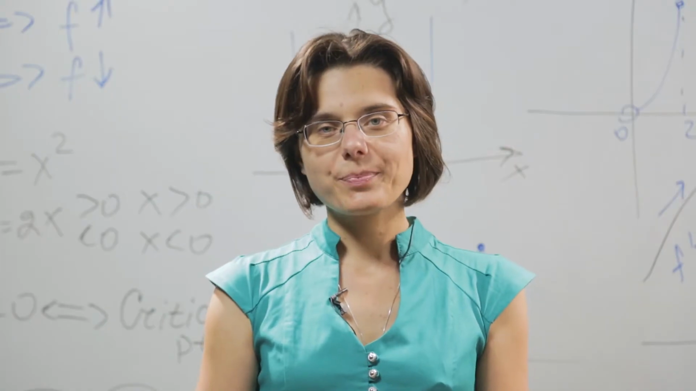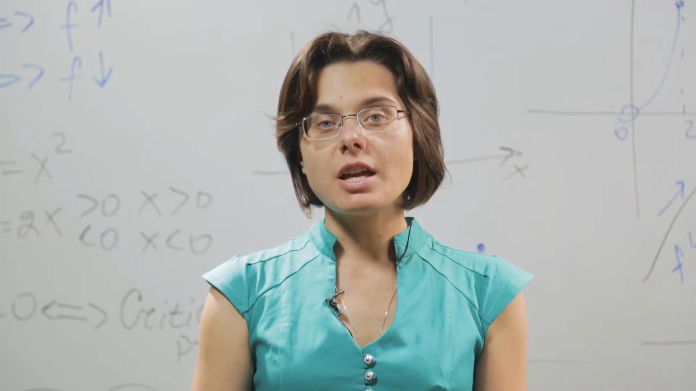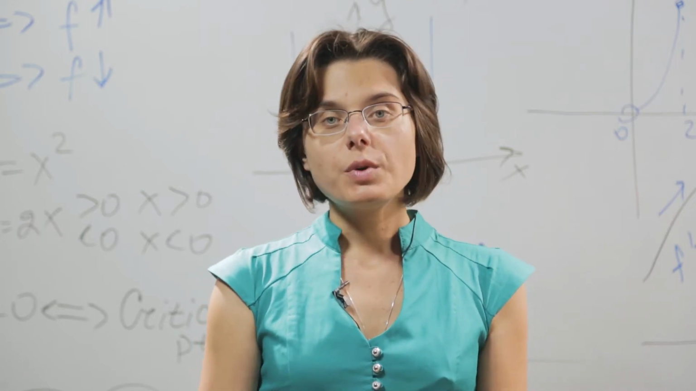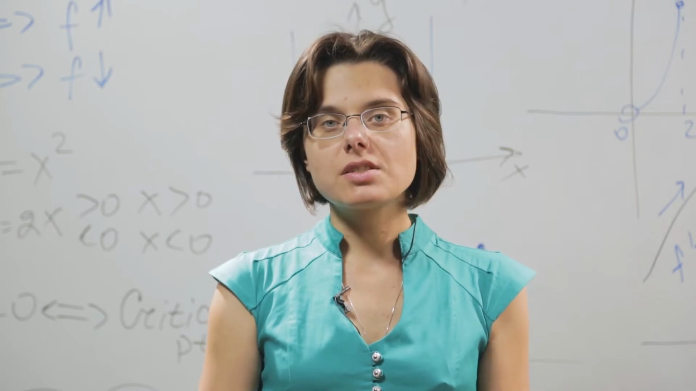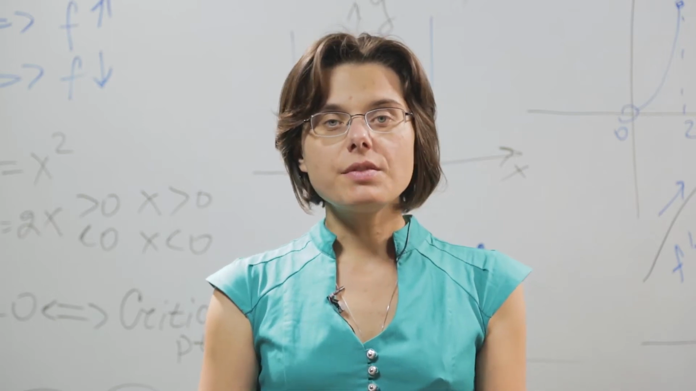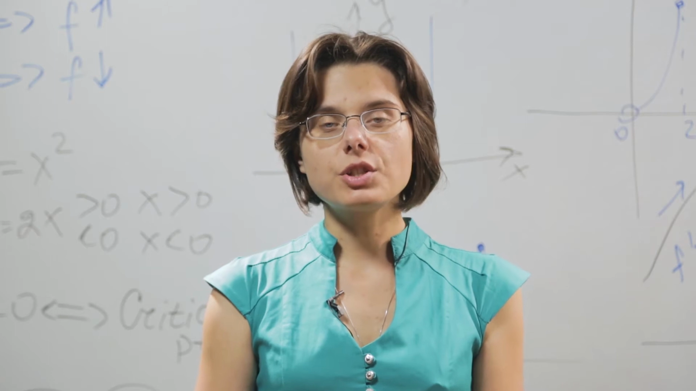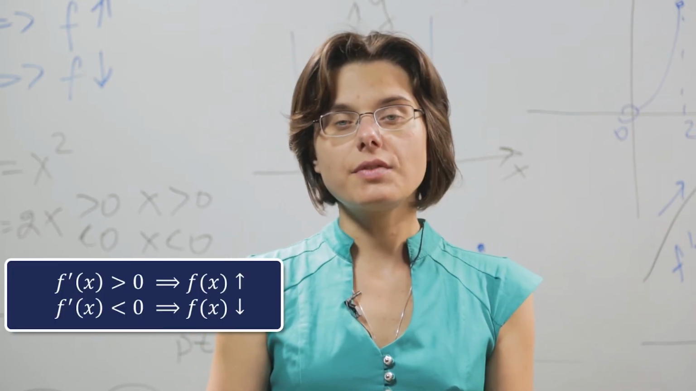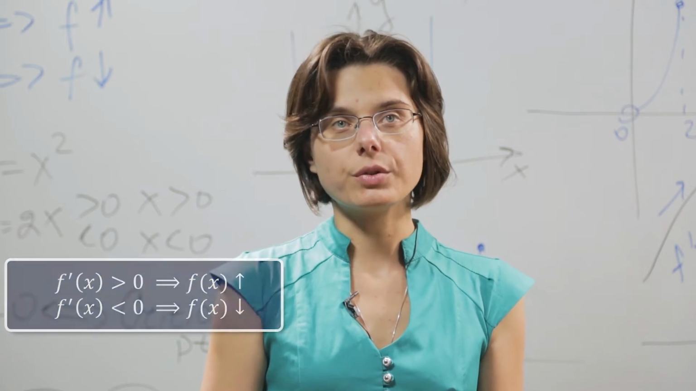Hello and welcome back. In this tutorial you will study the properties of the first derivative of a function. What is the first derivative? Well, basically it's the slope of the function. If the first derivative is positive, then the function is increasing, going up. If the first derivative is negative, then the function is decreasing, going down.